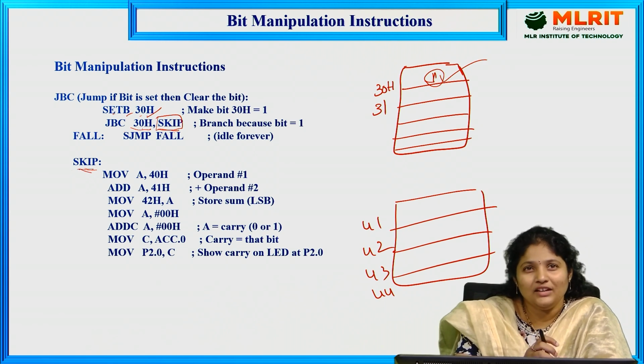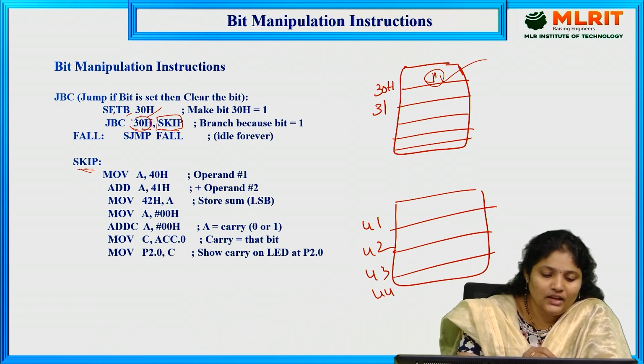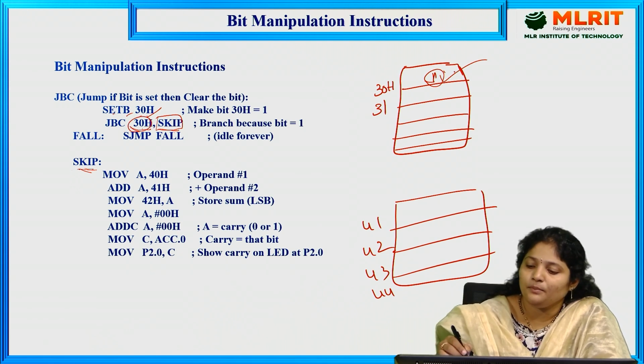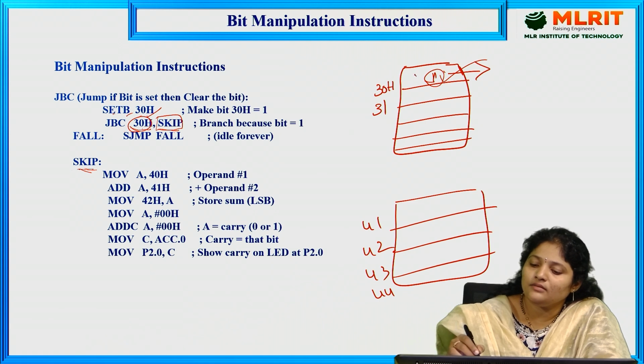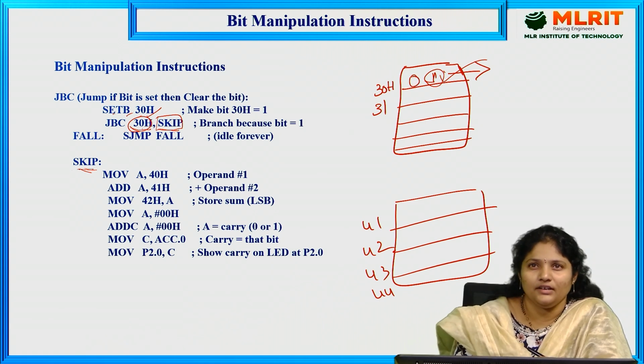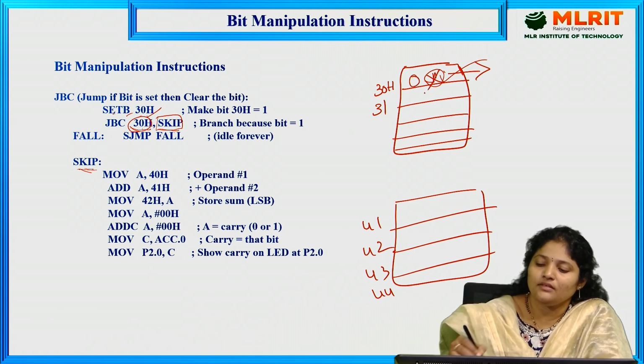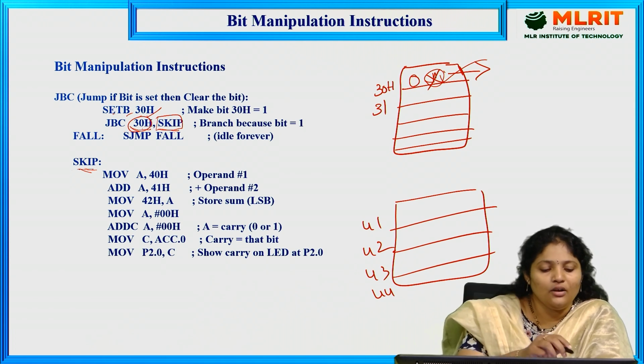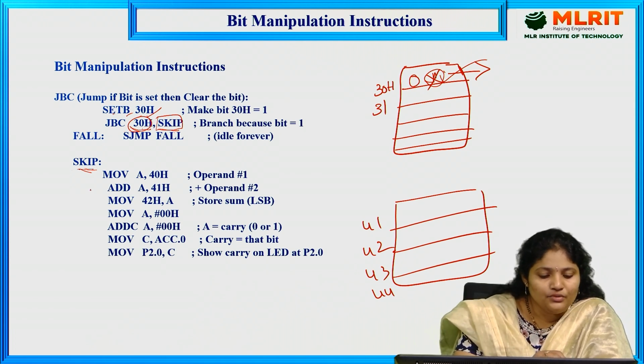The controller will clear that particular bit. So here we have written this particular bit 30H. So this bit is toggled or cleared. So it will become 0 in this particular position. Now a cursor moves to this location.